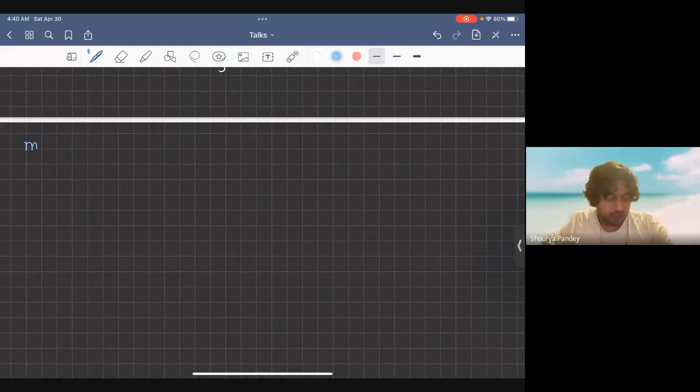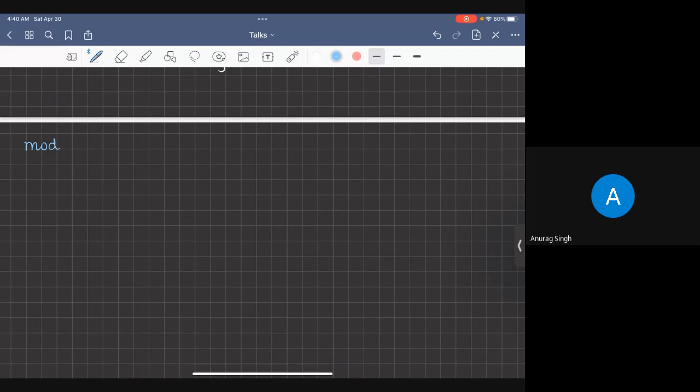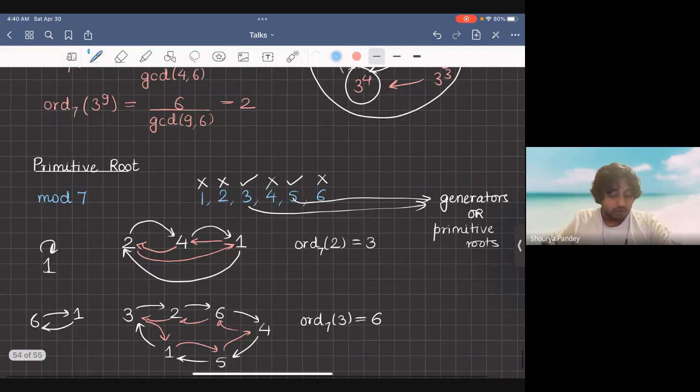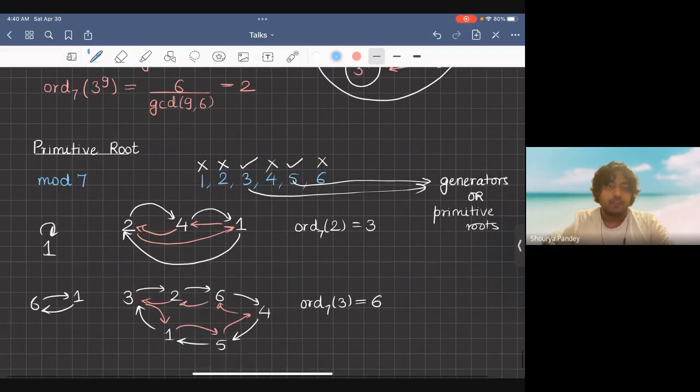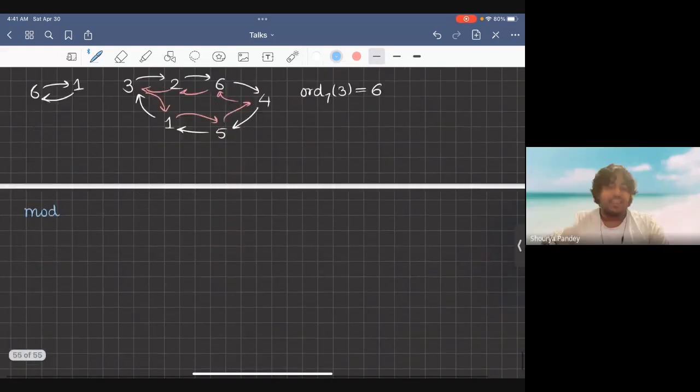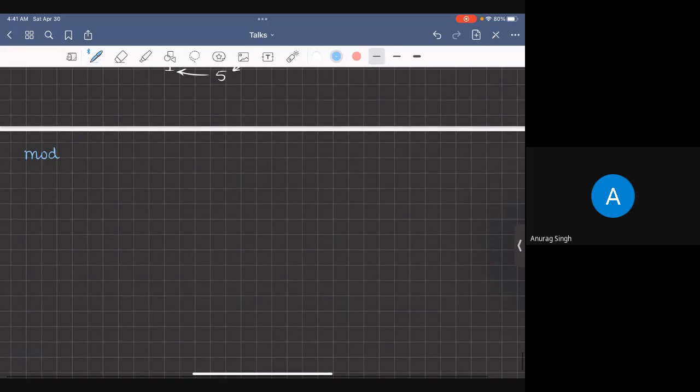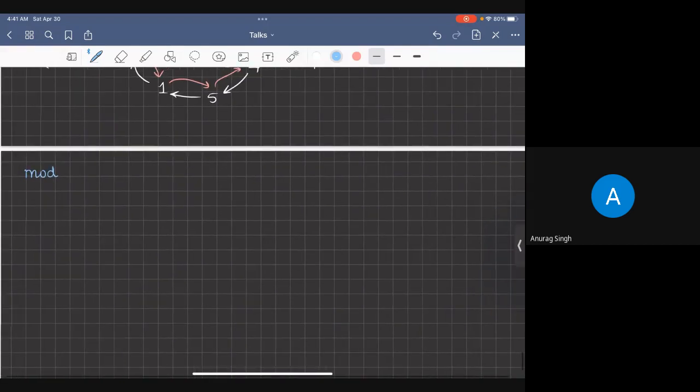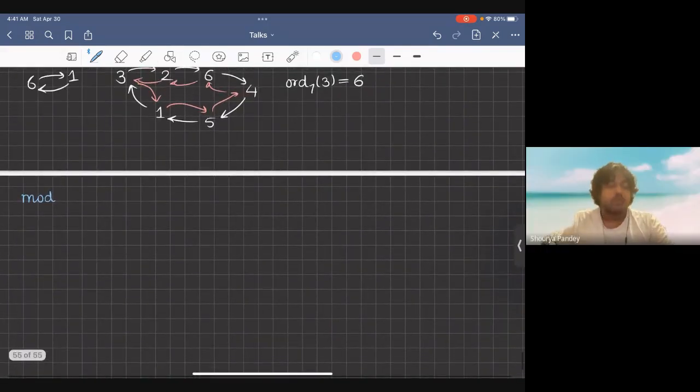So the order should be n-1 then? Not n-1, because in this case it was prime. If we take something other than primes, then we may not have n-1, but phi of n should work here. Yes, I totally misinterpreted n. Sorry. That's fine. So let's just take a different example. Let's take something silly like 4. There's just 1 and 3.